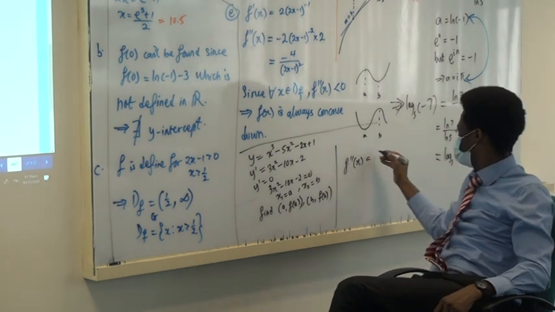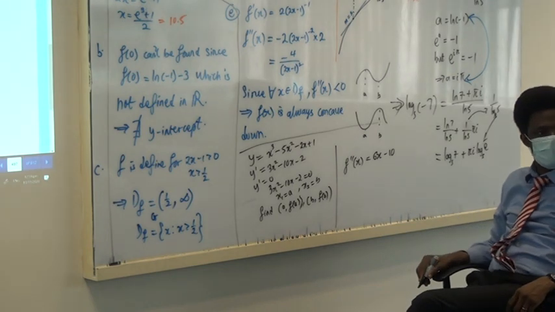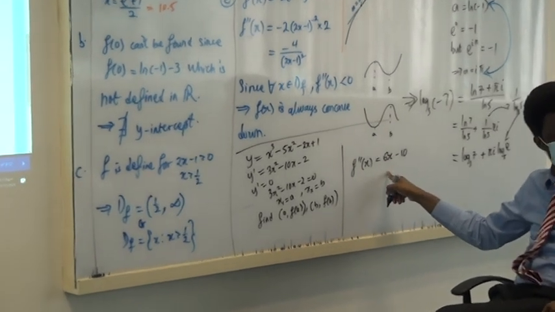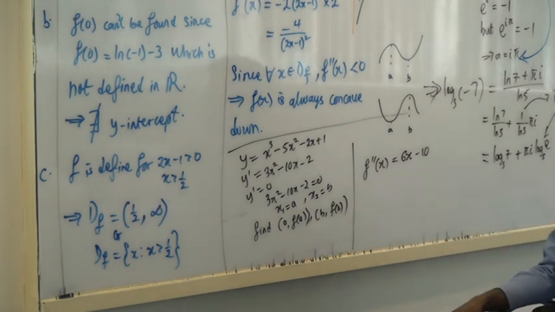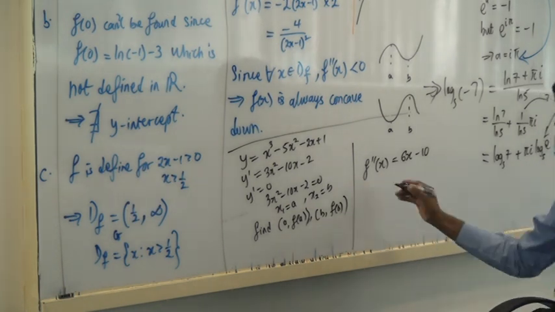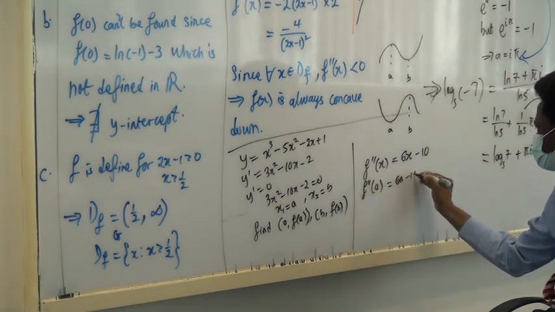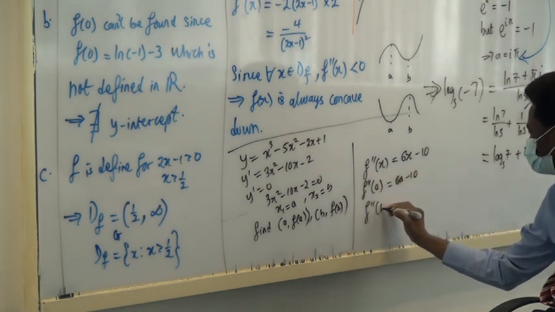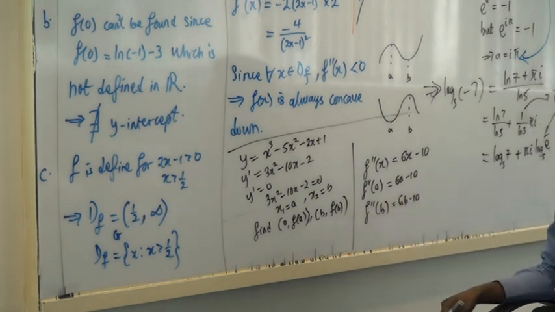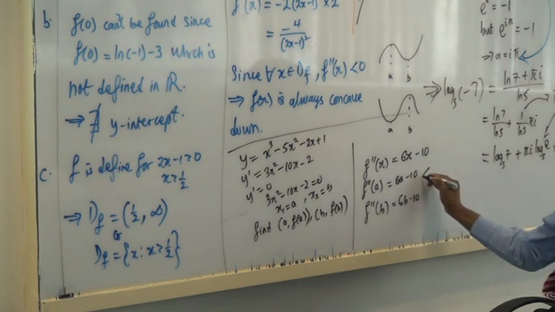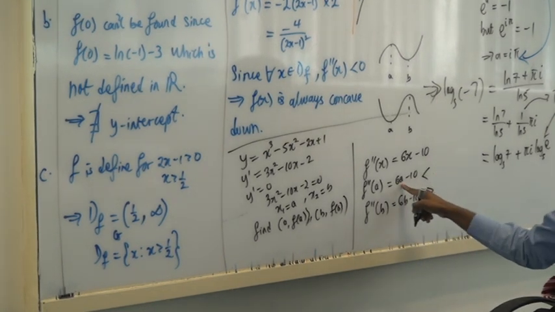So for this second derivative, you get 6x minus 10. Then you try to find the sign of the second derivative at this point a and b. So then you say, second derivative at a, you get it. Second derivative at b, you get it. One will be positive, one will be negative. So let's say this is positive and this is negative. This tells you that at a you have maximum.